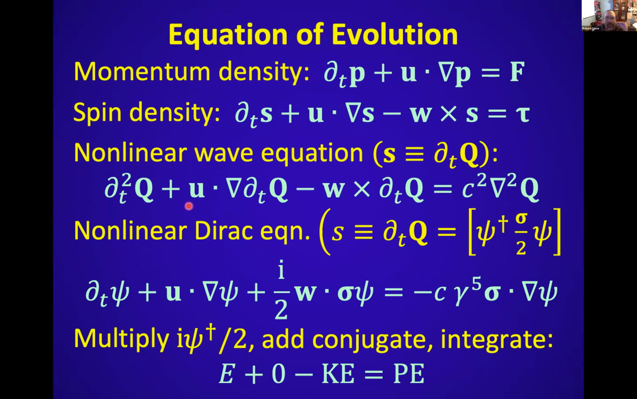And this corresponds to a Dirac equation, using the appropriate definition of spin density. It corresponds to a nonlinear Dirac equation, where you've got these extra nonlinear terms. And this is the ordinary Dirac convection term. And if you multiply by psi dagger, or i psi dagger over 2, then this term in particular becomes the kinetic energy, because this is W dot S, which I mentioned before.